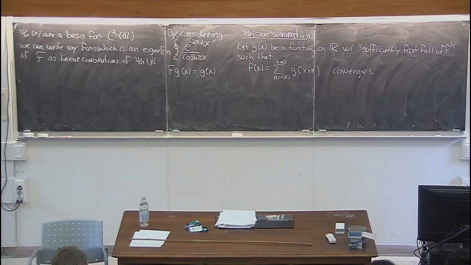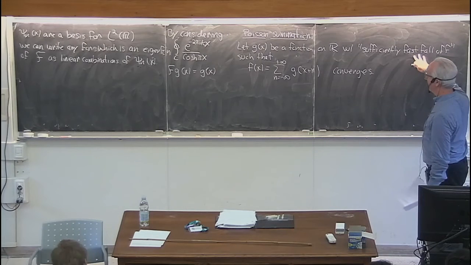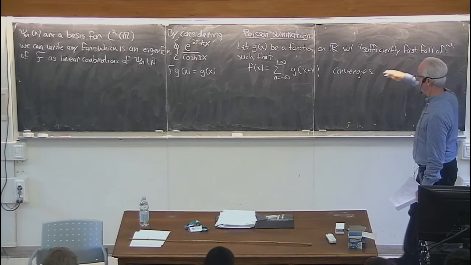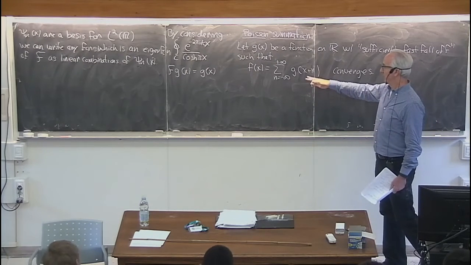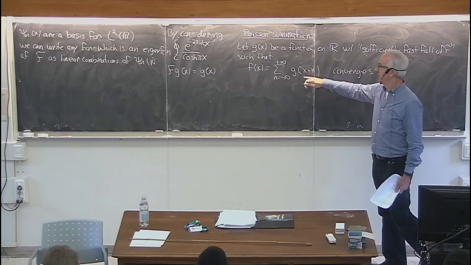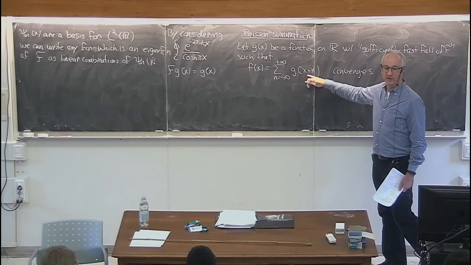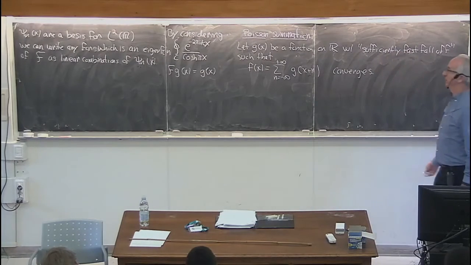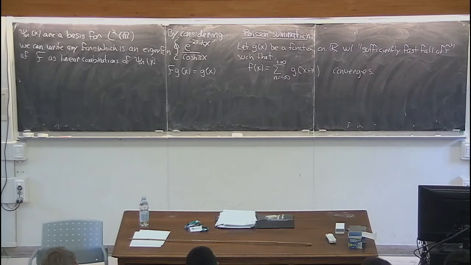So I'm not going to try to say exactly what the conditions are, but obviously if this function falls off exponentially or falls off as a high enough power of 1 over x, then this sum will be convergent by the usual tests for convergence of sums. So we want that to be convergent.